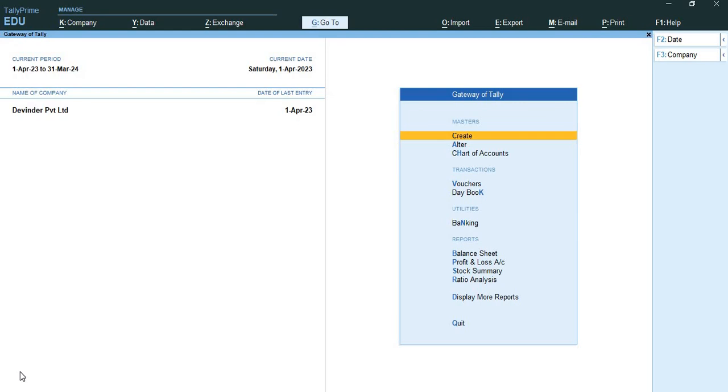SAC code stands for Service Accounting Code. The purpose is that goods and services are classified uniformly for recognition, measurement and taxation. Services are also classified as per the Service Accounting Code, which contains 6 digits. Below is explained in detail.